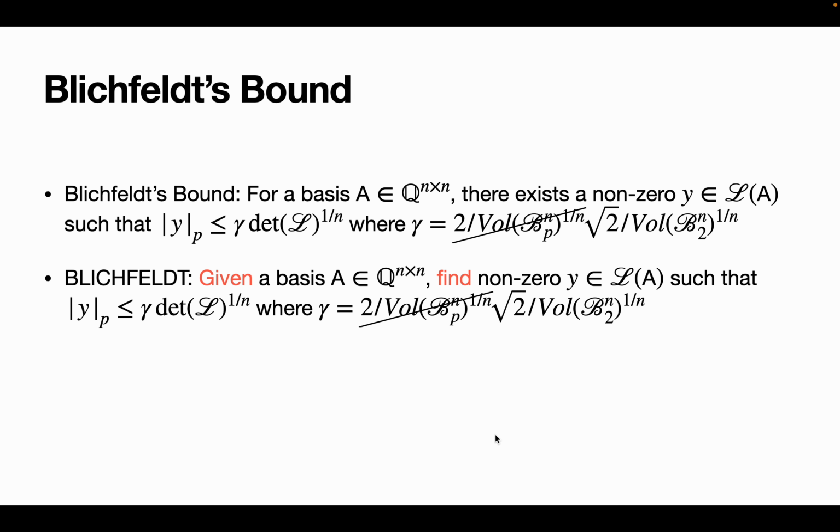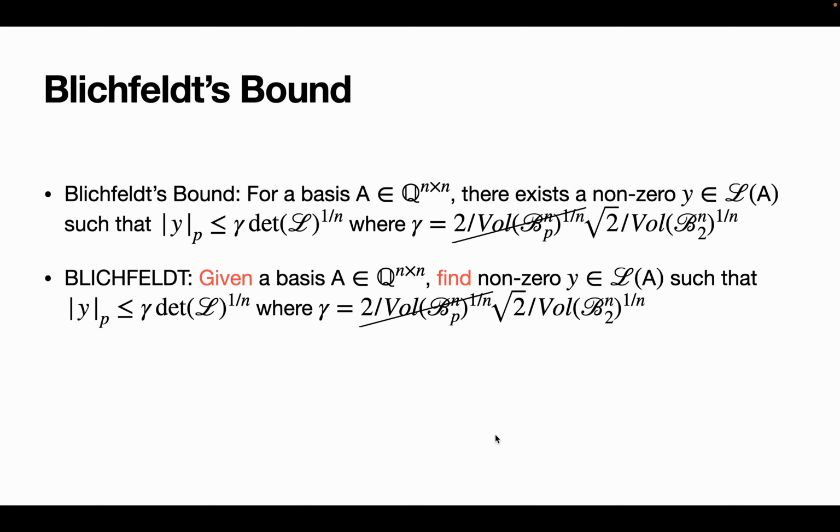But we can do even better than that. There's a better bound called Blichfeld's bound, which says that I can find a lattice vector in a lattice which is shorter than Minkowski's bound by a factor of √2. Again, the exact bound doesn't matter so much. You can read it if you like, but the important thing is it's better than Minkowski's bound.